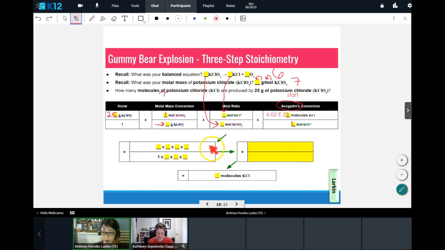Then we multiply the tops, we multiply the bottoms, and then we just do the top divided by the bottom for our final answer. And don't forget, the only unit that didn't get canceled out was molecules of potassium chloride here, and so that's what I'm left with. Please take 5 seconds to take a picture of this if you're doing the pink version.